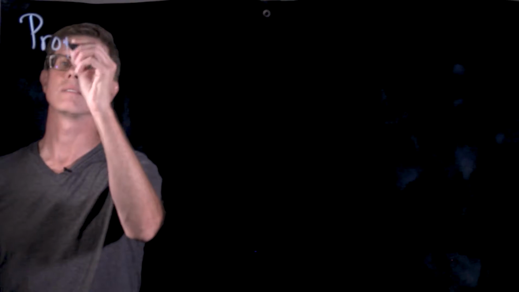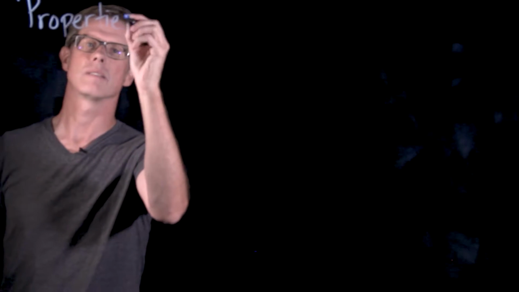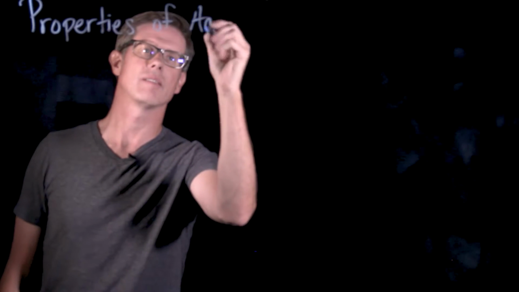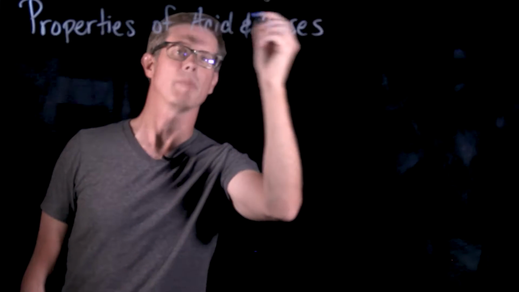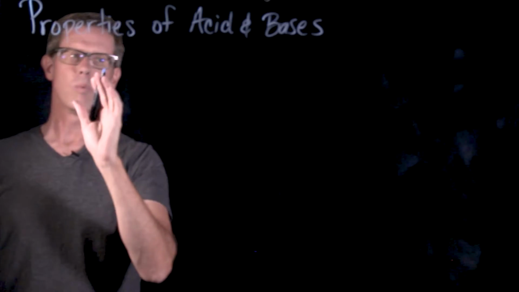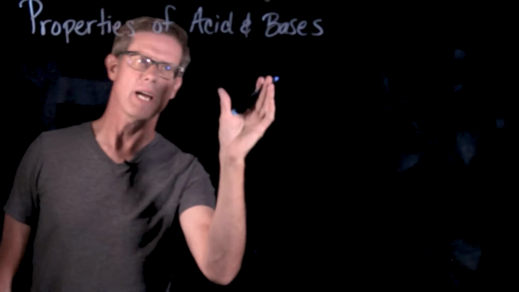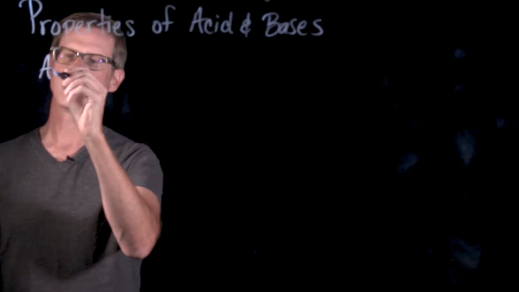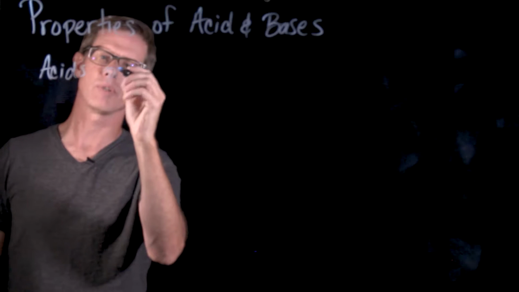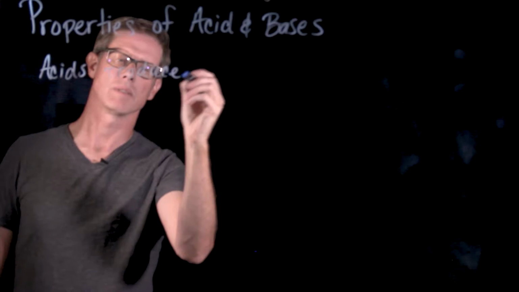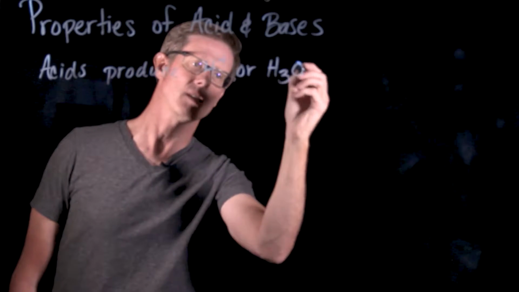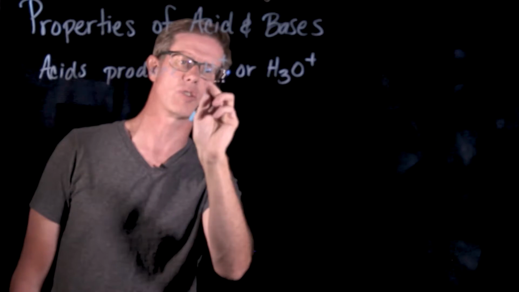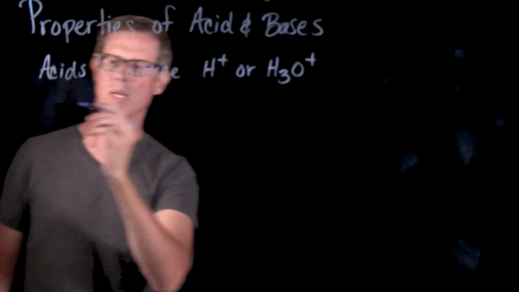So in this experiment, we're going to look at the properties of acids and bases. Now, one of the definitions for acids and bases is as follows. Acids produce H plus or H3O plus. These are equivalent. This is just a shorthand way of writing H3O plus.